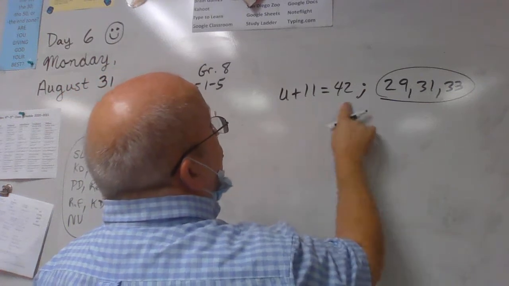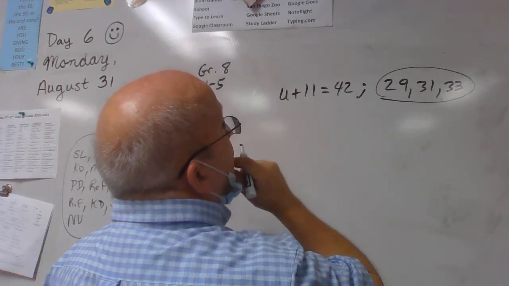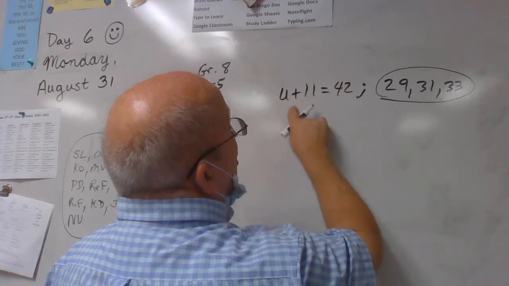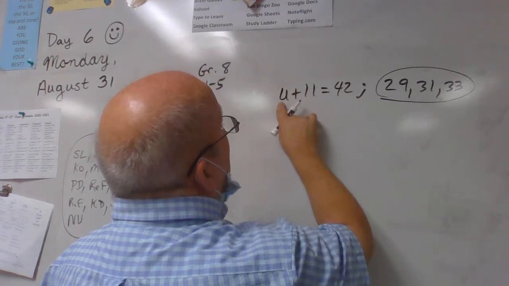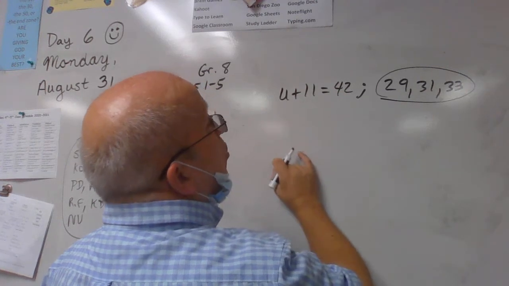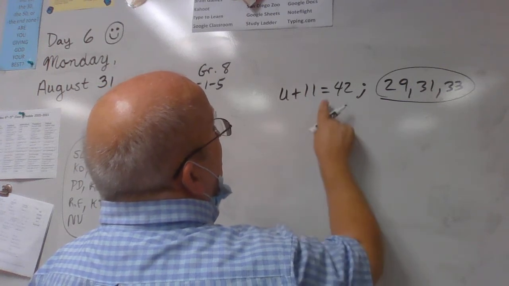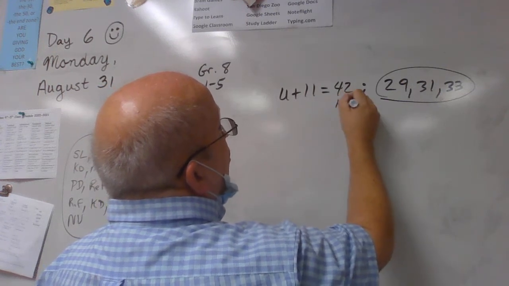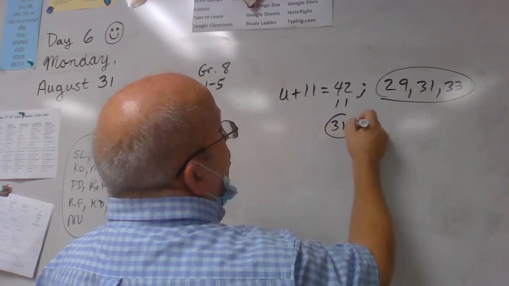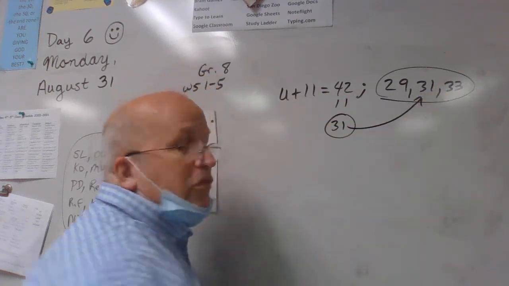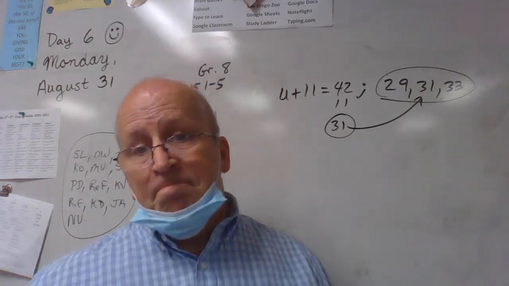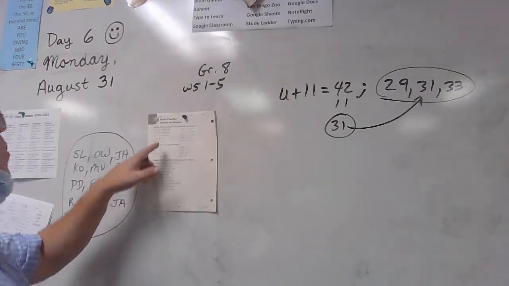Well, you could solve it using inverse operations by subtracting 11 from both sides because the 11 is attached to the u by addition. Can you do that mentally? Subtract 11 from 42, don't you get 31? So 31 is the answer. Okay, let's try another one.